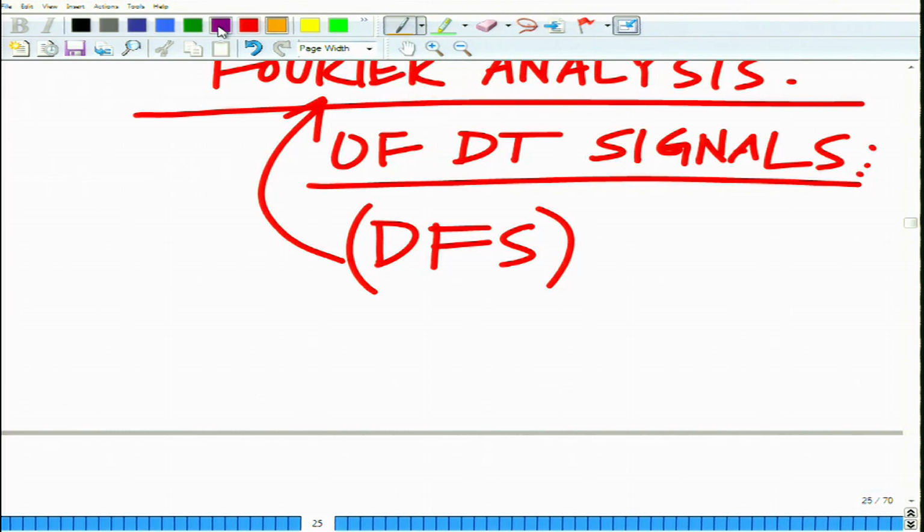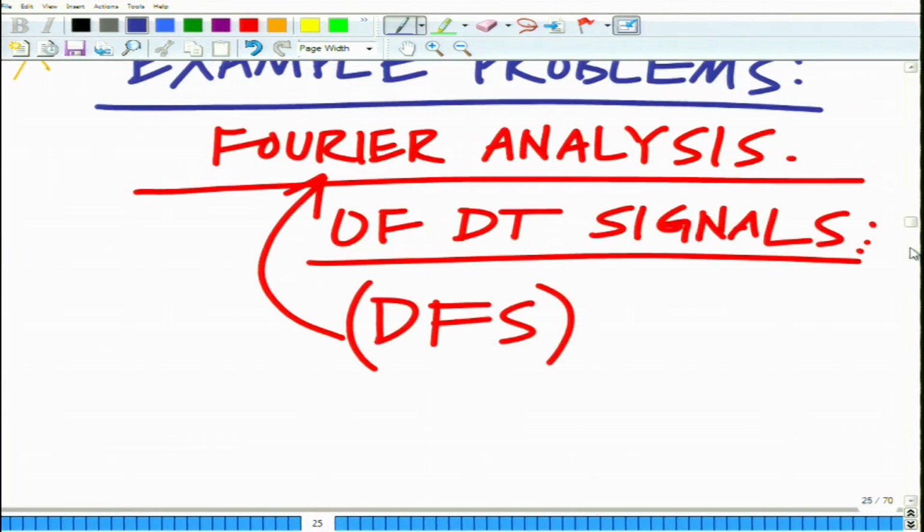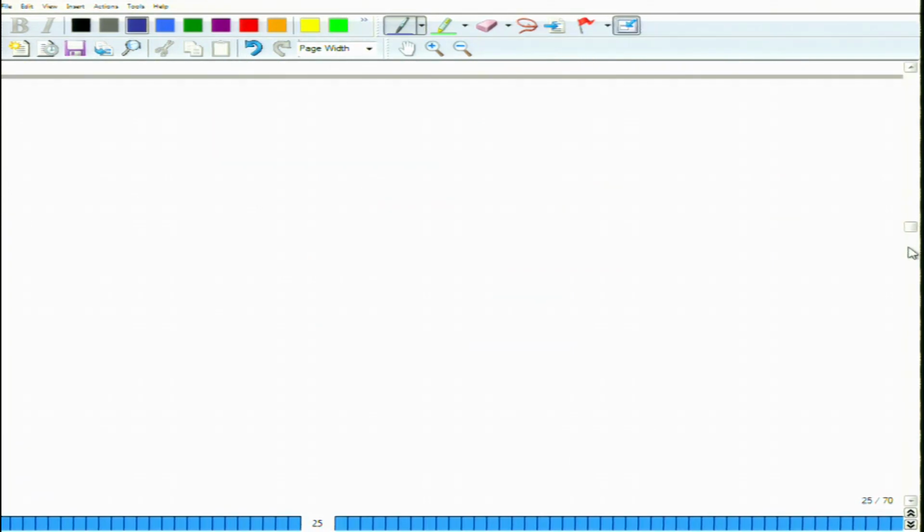So, let us continue our discussion and let us look at the next problem. We have looked at problem number 1 yesterday, if I remember correctly in the previous module. So, let us look at the second problem, that is problem number 2, which is the following.